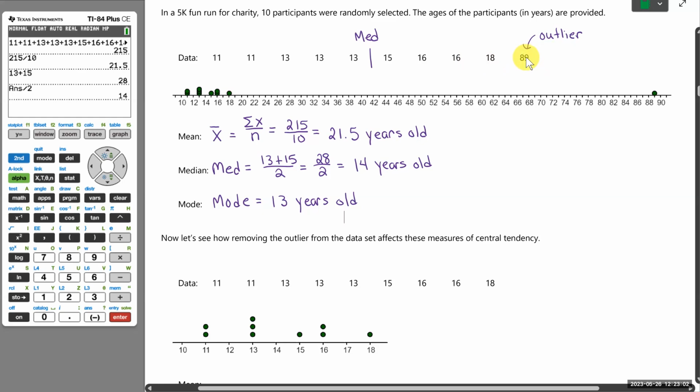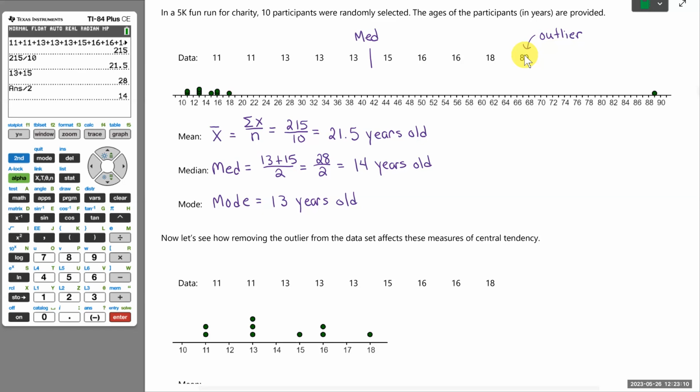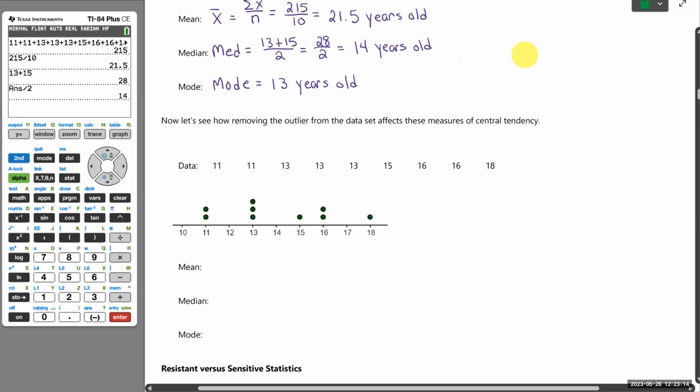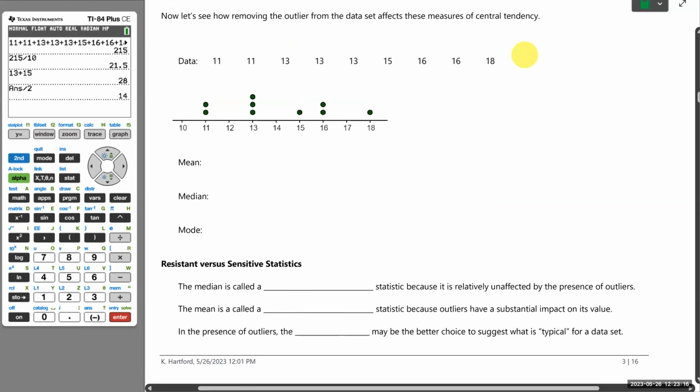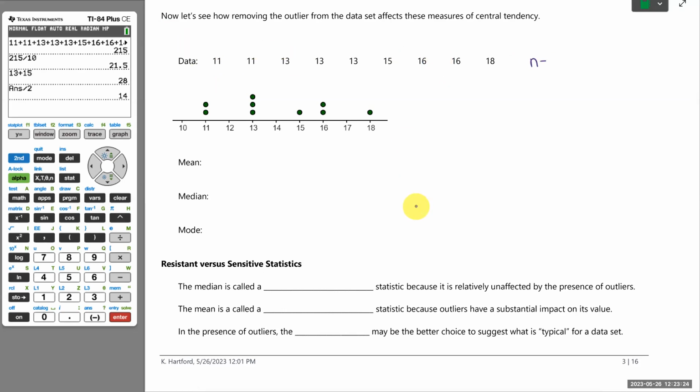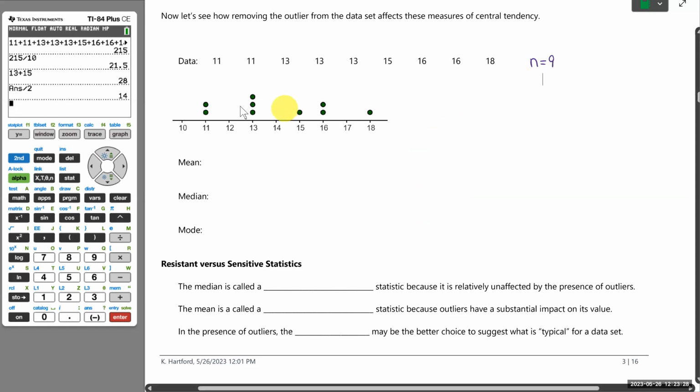So what we do is ask ourselves, what would happen if we just removed the outlier from our data set and decided not to continue using it in our data analysis? And we're going to see what happens to our measures of central tendency. All right, so I rewrote the data. I took out the outlier, so now I don't have 10 values; I only have n equals 9 values. So we have an odd number of values, and when I draw the dot plot, it'll be easier to see.